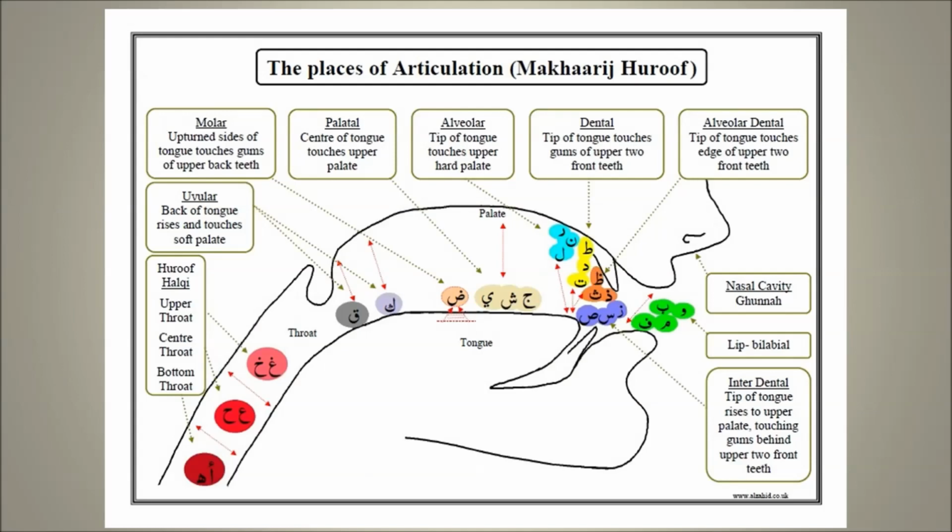Here's an example of a diagram showing the various letters of the Arabic alphabet and where they stem from. As you can see, for example, in green, we have 4 letters which originate from the lips, and these are Waw, Ba, Mim and Fa. We'll cover this in detail inshallah. Just to mention the last bit here, we have the 3 levels of the throat letters, with the top one being Ghain and Kha, Ain and Ha being the middle, and Hamza and Ha being the bottom.